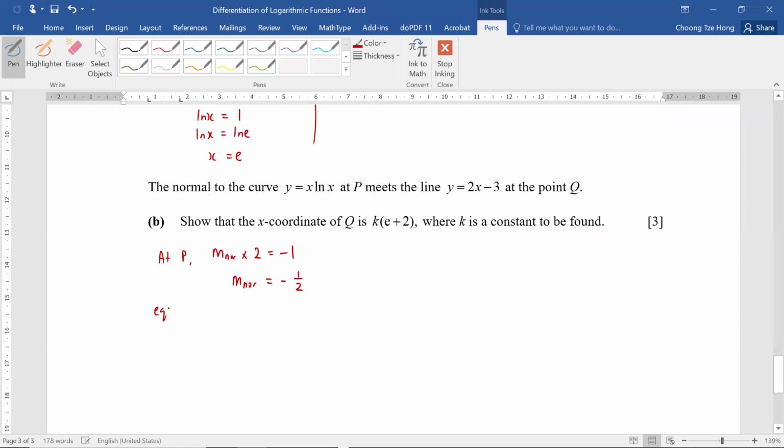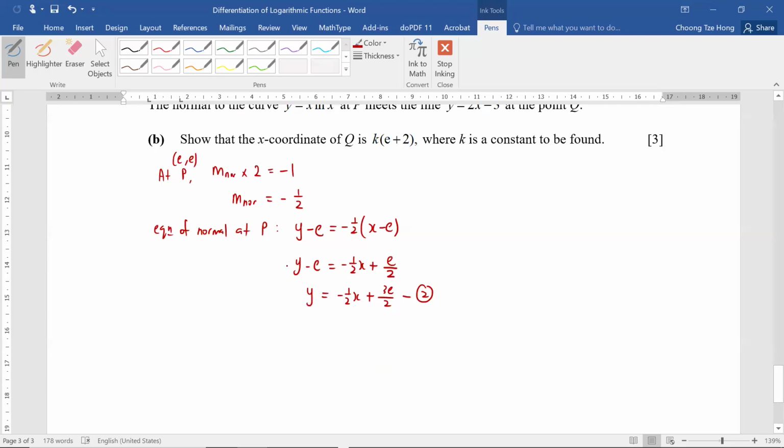So the equation of the normal at P will be y minus y1. Remember the coordinates of P is (e, e). So y minus y1 equals gradient m times x minus x1. So y minus e equals -half x plus e over 2. So we're going to bring over the e: e over 2 plus e, so you'll get 3e over 2. Let me call this equation 2.